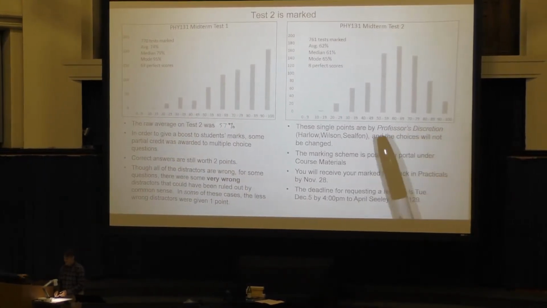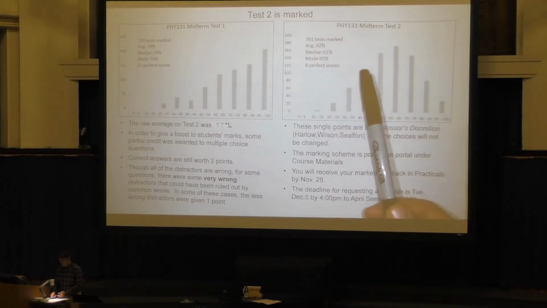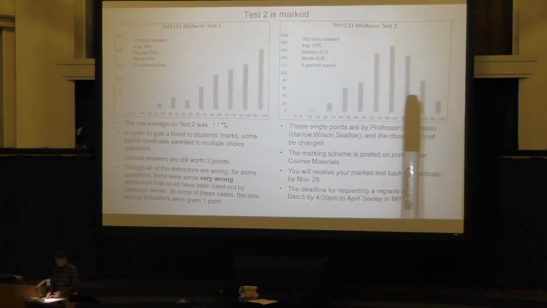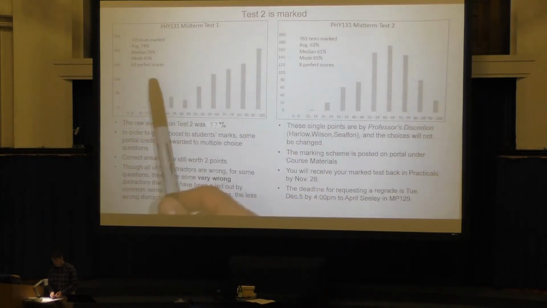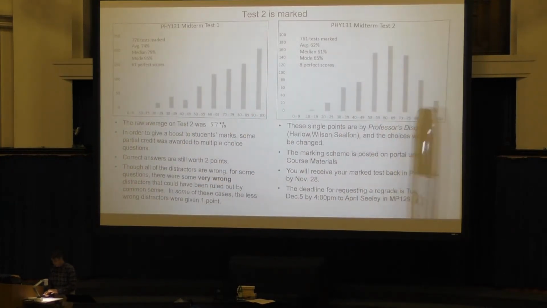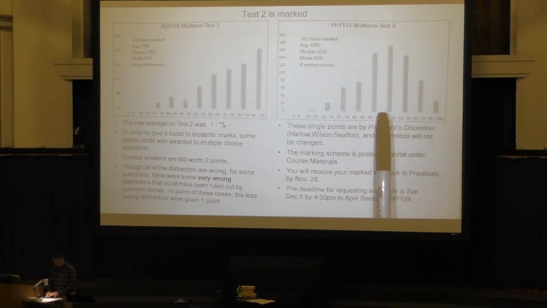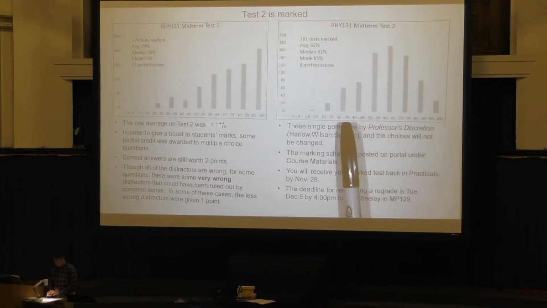Test 2, on the other hand, average was 62, median was 61, mode is 65, and also the number of perfect scores went down from 67 to 8. Anyway, this is a much more typical looking histogram for U of T. It was a hard test, there's no doubt about it, and I think the material is a little harder when you're doing things with conservation of energy, conservation of momentum. I still think this is a good result. I am happy.